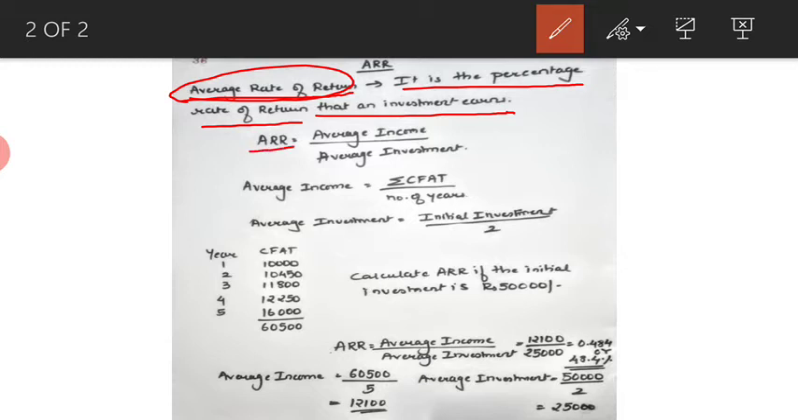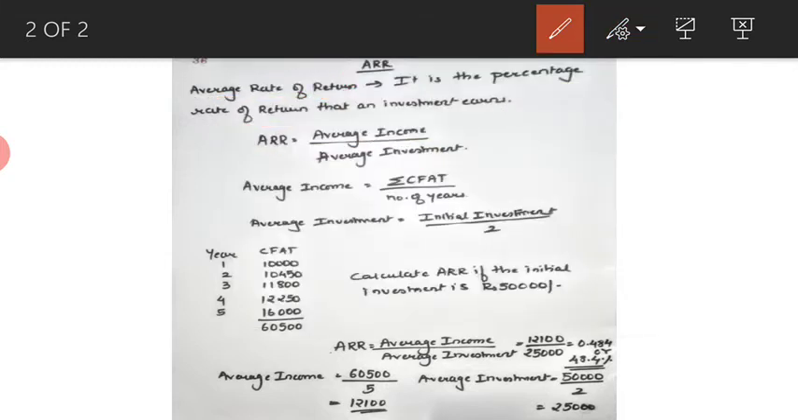The formula for ARR is average income divided by average investment. It's a very simple formula. So how do we get average income? It is summation of cash flows after tax divided by number of years. That is how normally we calculate average. The summation divided by the number. What is average investment? Average investment is initial investment divided by 2. A simple formula to calculate average investment.